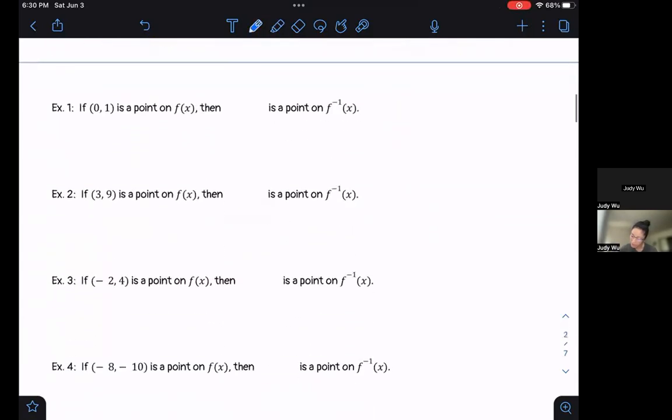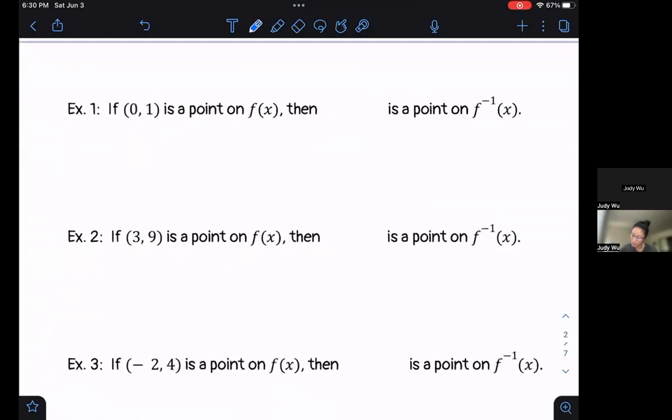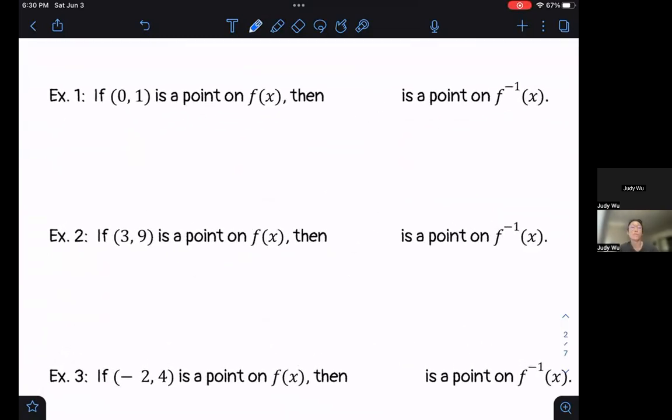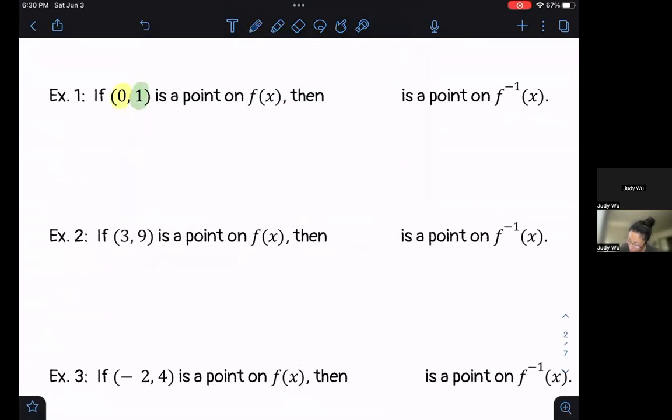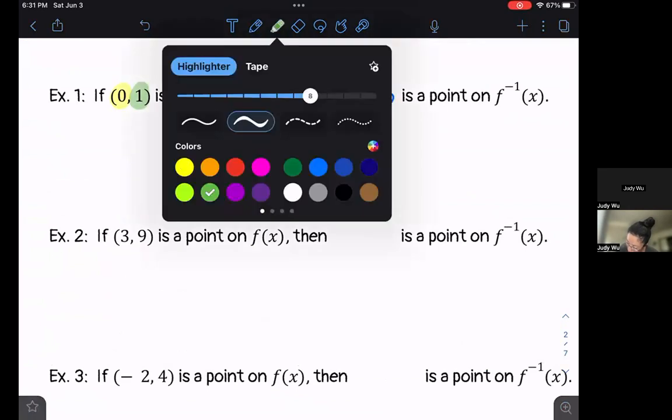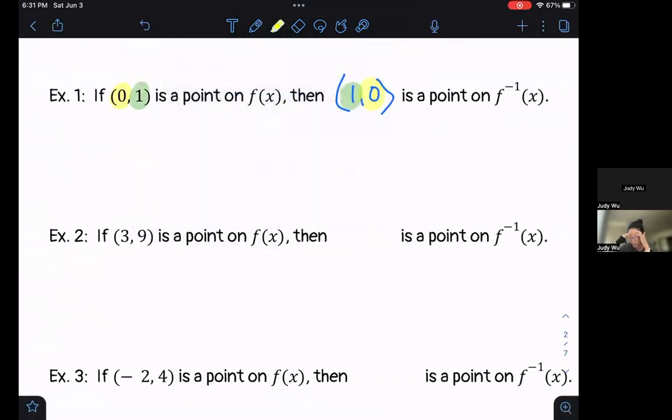Now, let's take a look at a few examples. So if 0 comma 1 is a point on f of x, then something else is a point on the inverse function. And that would be 1 comma 0, because I switch my x's and y's.